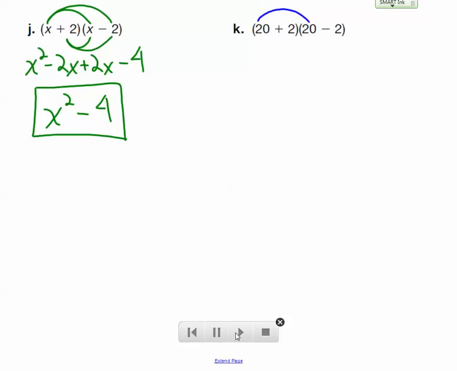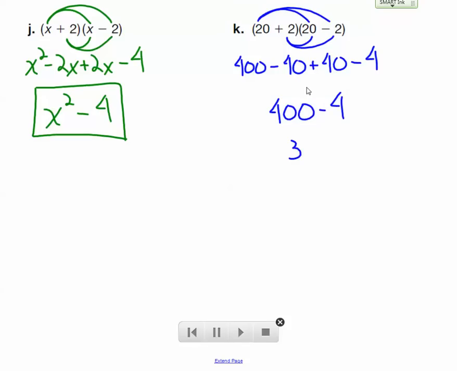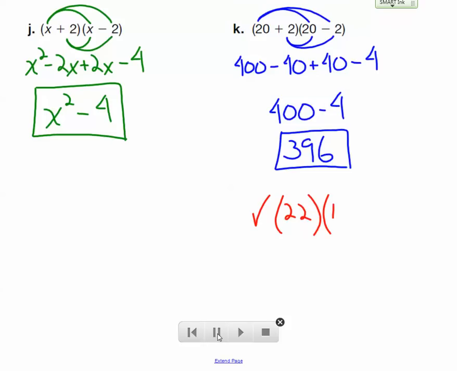20 times 20, I can do that in my head. That's 400. 20 times negative 2 is negative 40. 2 times 20 is, I'm sorry, 40. And 2 times negative 2 is negative 4. Notice the negative 40 and the positive 40 would cancel each other out, so we just have 400 minus 4, which is 396. And go ahead and check this on a calculator. It does work. 22 times 18, or 20 plus 2 times 20 minus 2, is 396. Again, I couldn't do this without pencil and paper or a calculator, but this I can all do in my head.